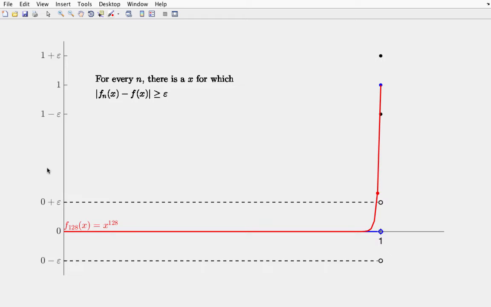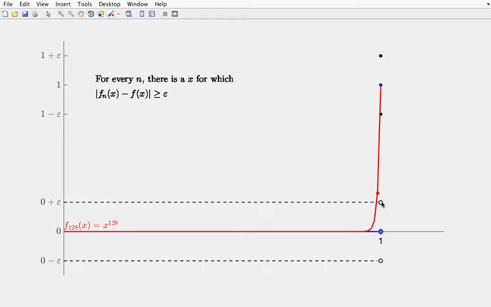In fact, imagine that fn of x did converge uniformly. As I said, my red function would have to be completely between the dashed lines for x less than 1, but still be between the black dots for f of 1. Well, that would necessarily require a jump discontinuity at 1.